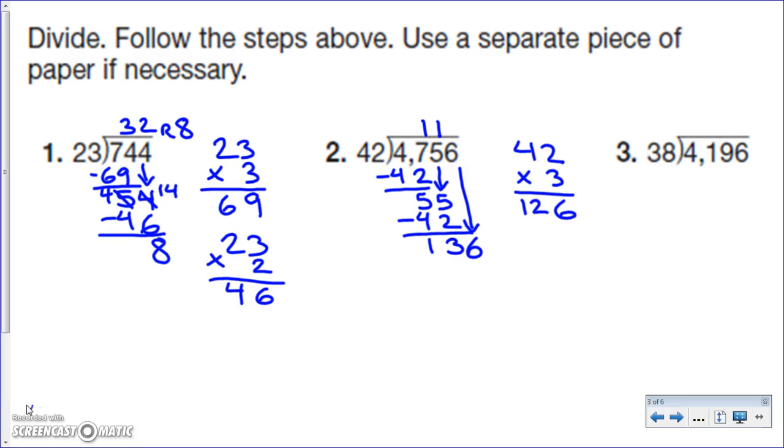So we're going to put the 3 above the 6 in the dividend. And then we're going to subtract the 126. So we get a remainder of 10. You know you've done your division correctly if your remainder is smaller than your divisor. So we should have 113 remainder 10 as our quotient or our answer.